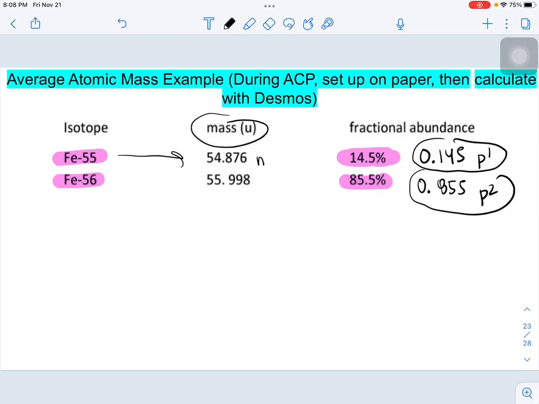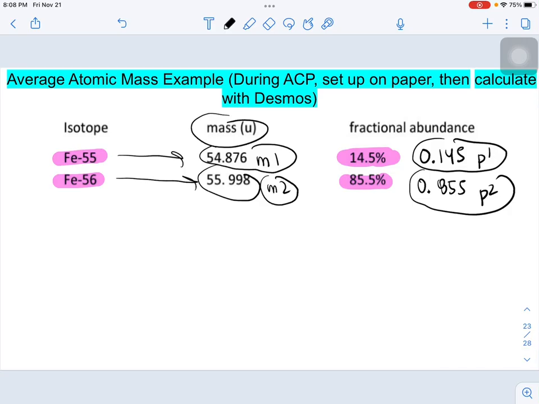The mass is going to be 54.876. That's going to be my M1. And then for my second isotope, my mass is going to be 55.998. So guess what? I've converted my percentages to a decimal and properly labeled them. I found my masses for each isotope. I have my M's, I have my P's. Now we're ready to set this up.